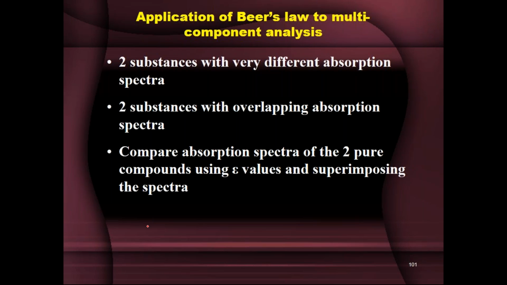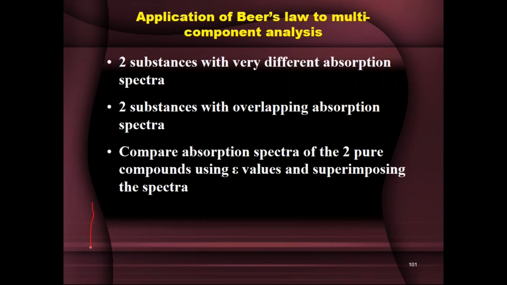So this way we can apply Beer's law for each, A equals ABC, and find the concentration of paracetamol from the first absorbance value and nimesulide from the second absorbance value. That's the first case. Next, you could have two substances with overlapping absorption spectra. So this could be of different types.